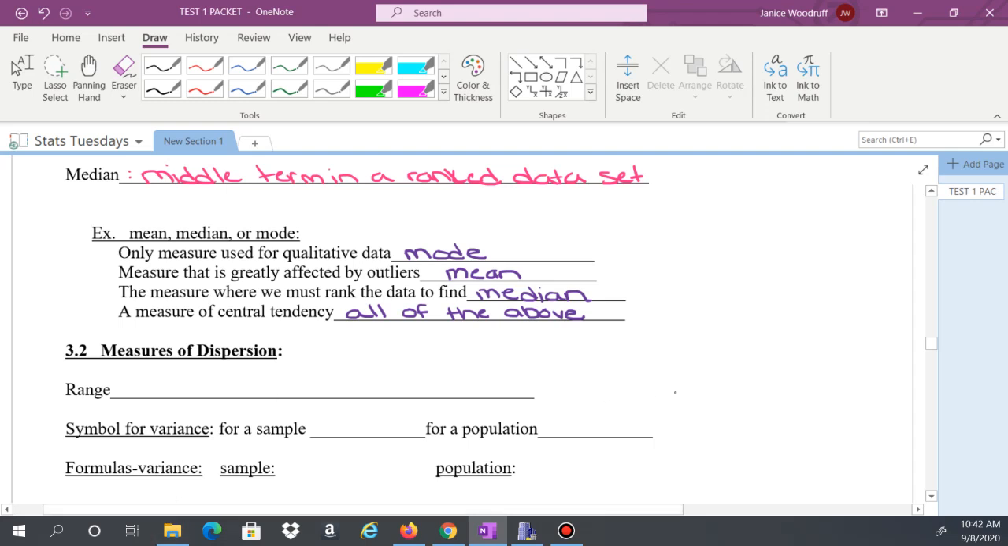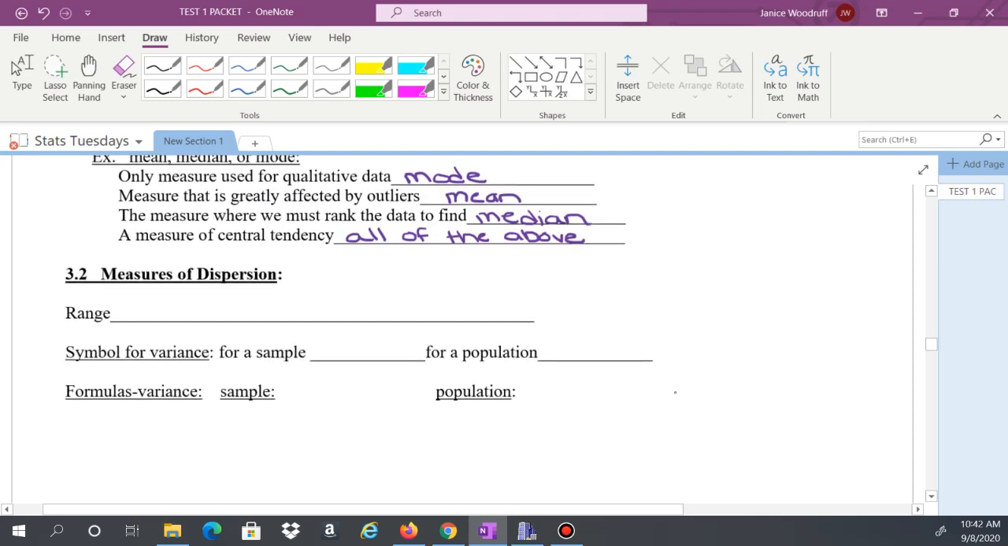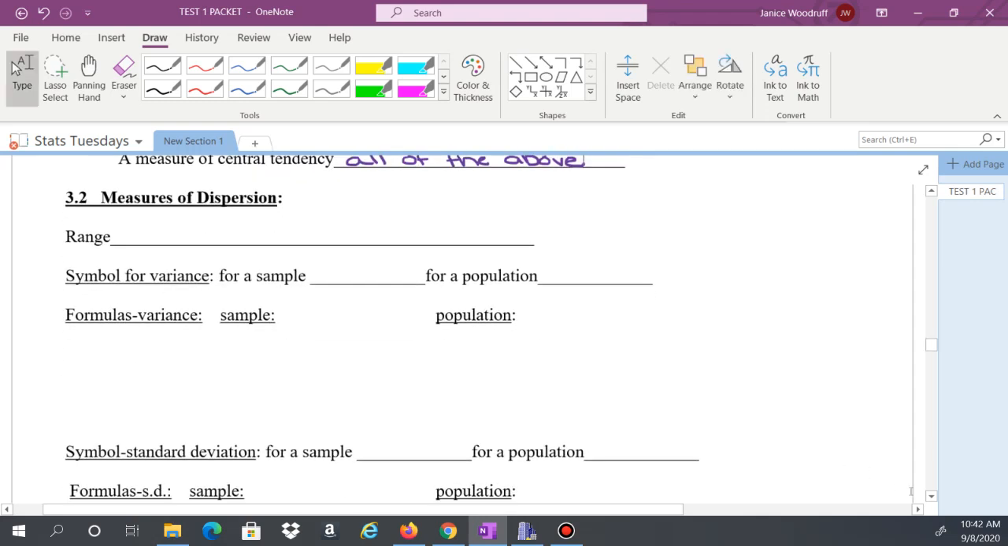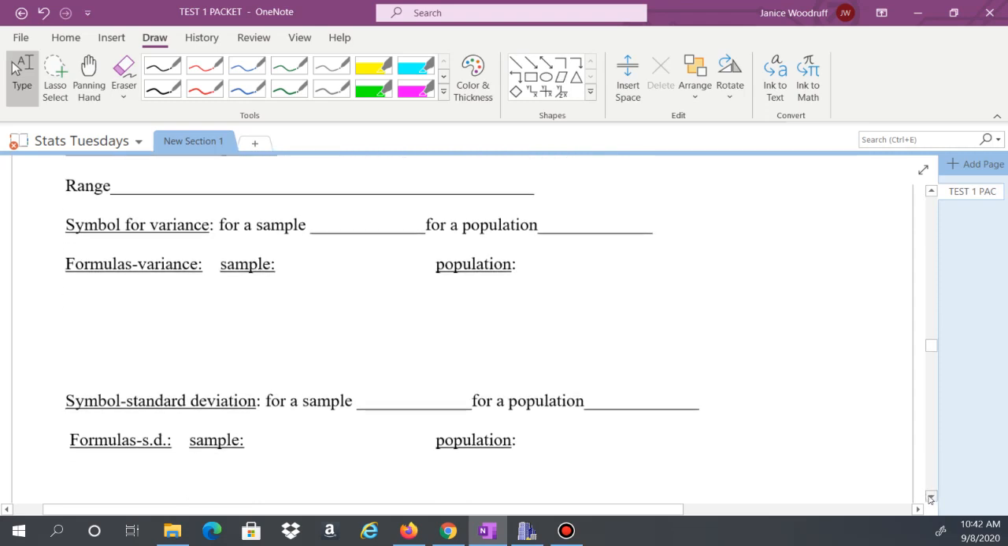All right, and then 3.2, I'm going to give you the formulas, and then we're going to do some problems. So the range is going to be the difference between the largest and the smallest variable in a data set. So you're just going to subtract the smallest number from the largest number.